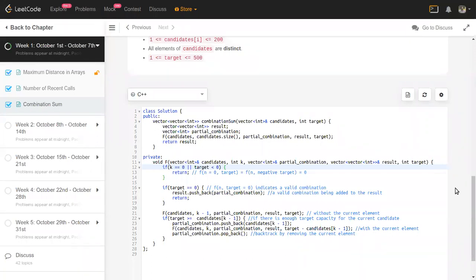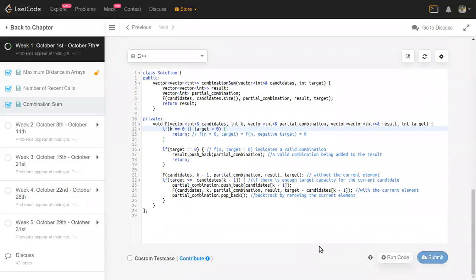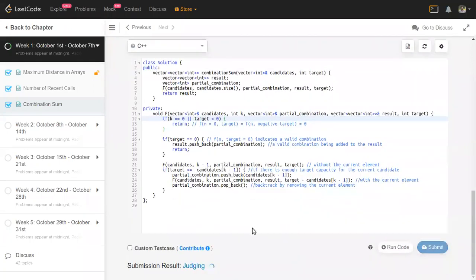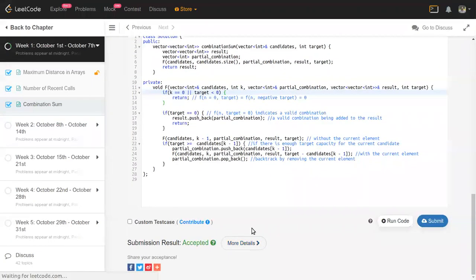So that's why I'm going to remove that element from the partial combination, so that I can explore other branches where adding this element is not expected, right? So that is the idea of backtracking here. So this should work. I have seen this already. For the sample test case, it worked. And if I submit, it should work for all of them.